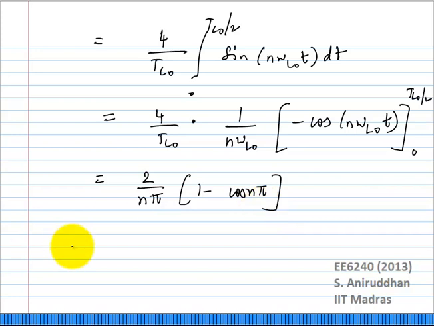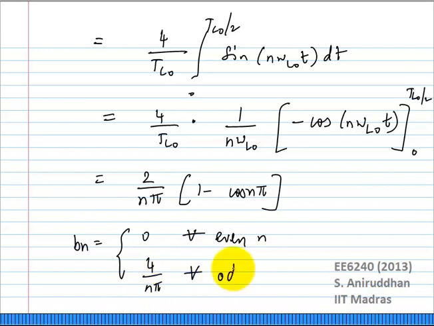So d_n is 0 for all even n, because cos n pi is 1 for even n, and it is 4 by n pi for all odd n.